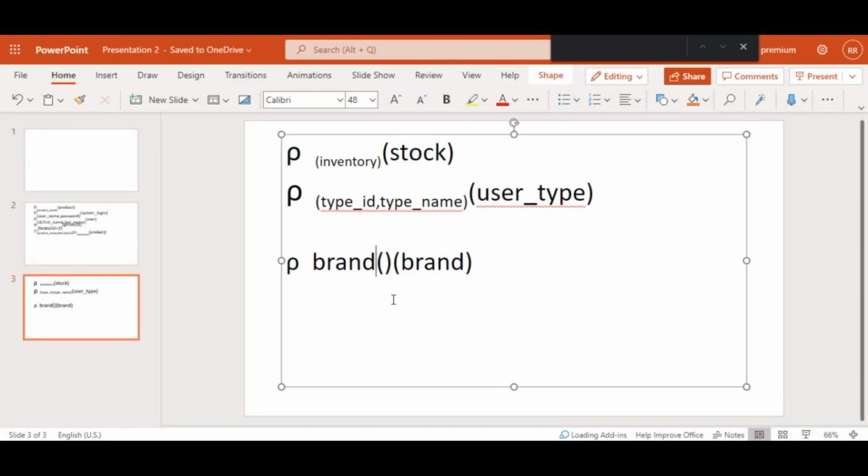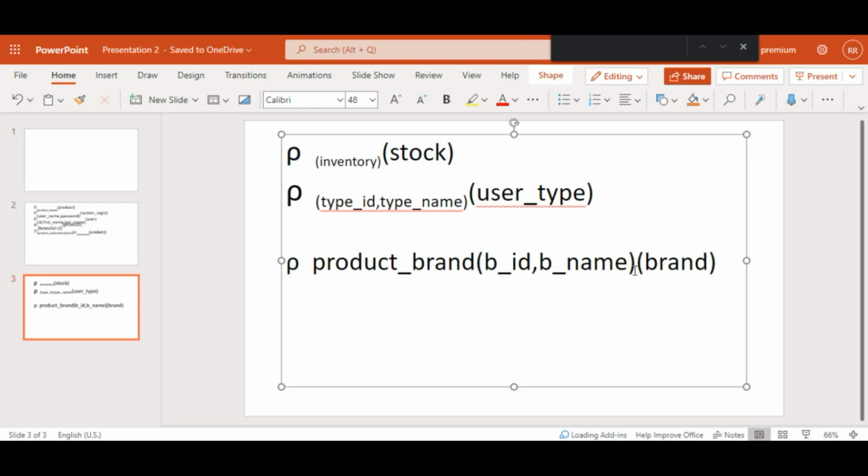So the new name is product brand. You can mention the new name like this: brand, product brand, and inside this bracket you can mention the new column names. So the brand ID would be BID, and the brand name would be B name from now on.